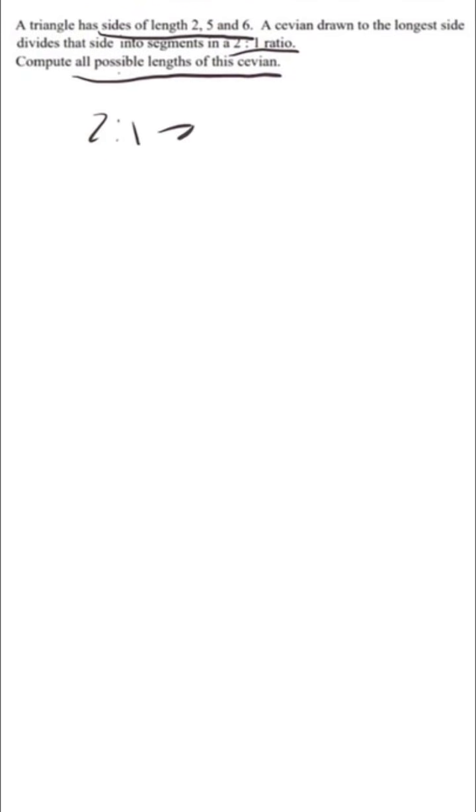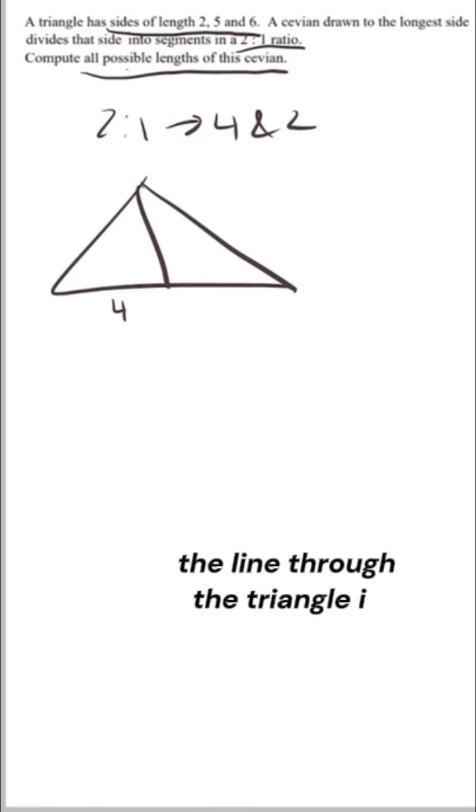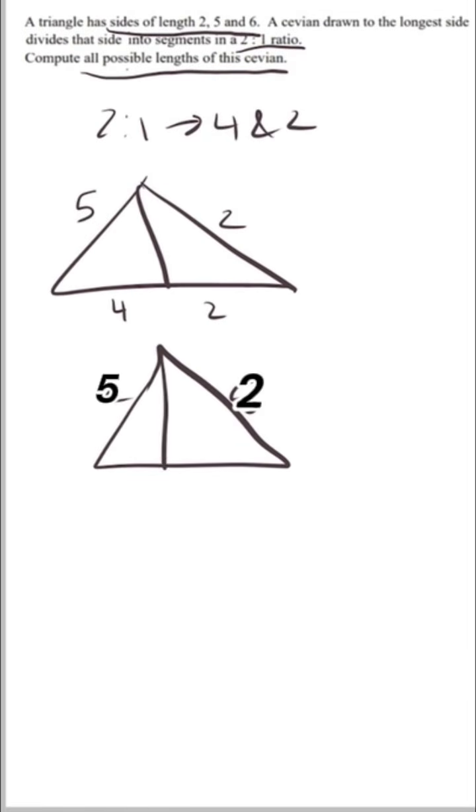So if the longest side, 6, is divided into a 2-to-1 ratio, that means it would be divided into 4 and 2. Then drawing a diagram, we notice that we have two possibilities. The 4 is on the right or the 4 is on the left.